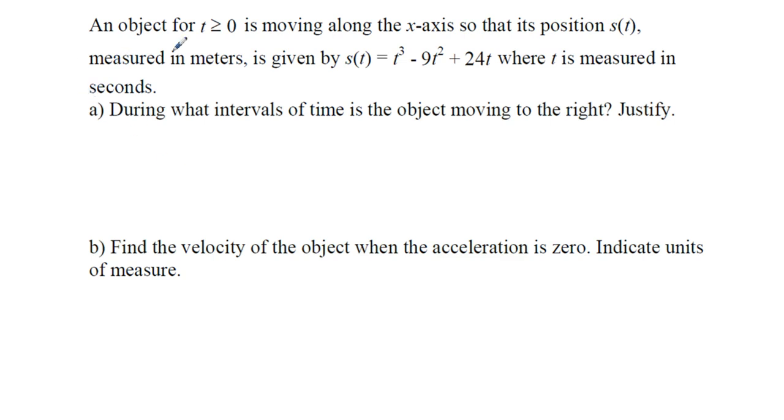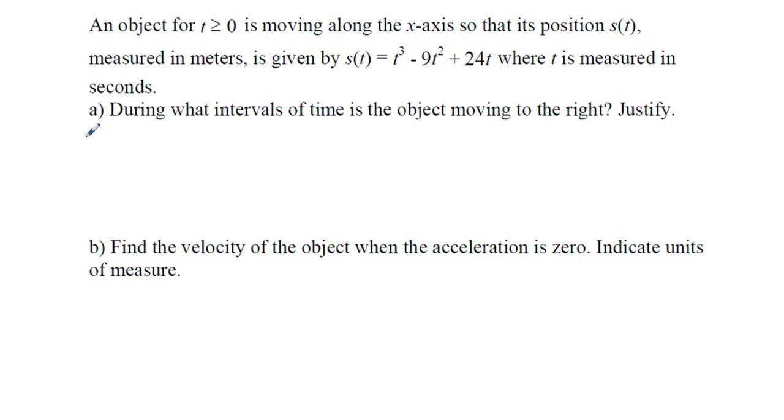An object for t greater than or equal to 0 is moving along the x-axis, so its position s of t, measured in meters, is given by s of t equals t cubed minus 9t squared plus 24t, where t is measured in seconds. During what intervals of time is the object moving to the right? Justify.